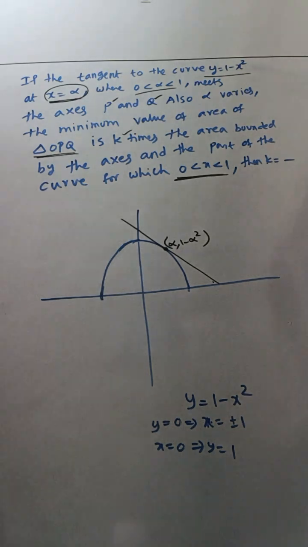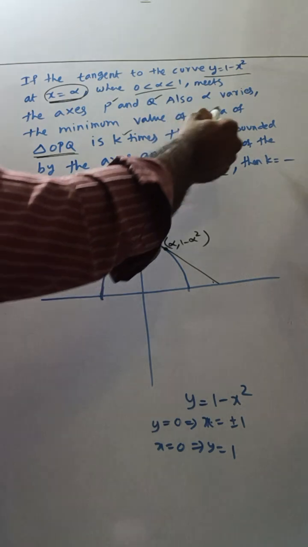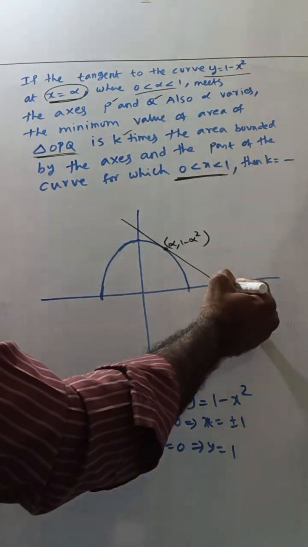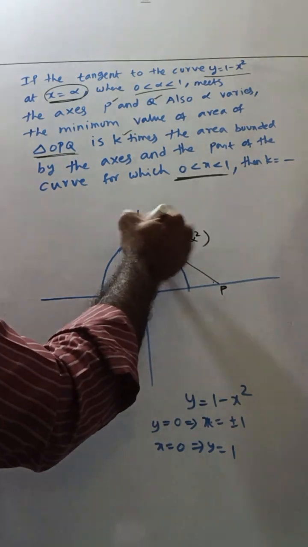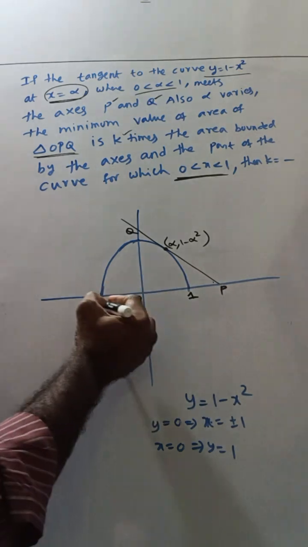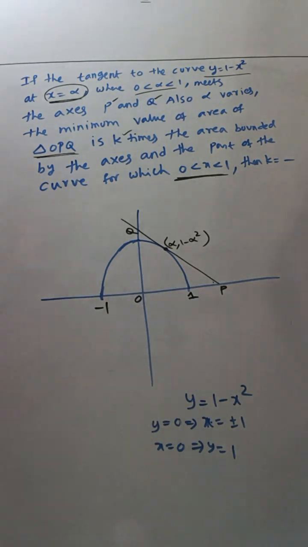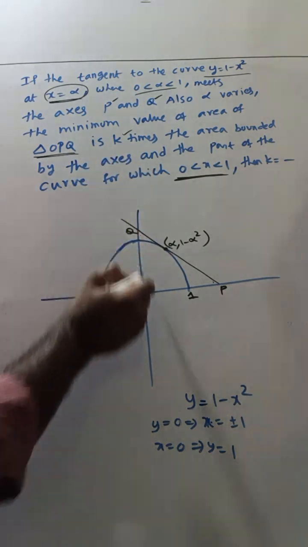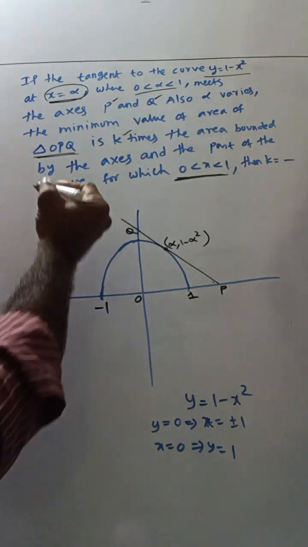Now what I need to find here? I need to find the minimum value of area of triangle OPQ. So this is a tangent meeting the x-axis at P and Q, and this is O. And this is 1, and this is minus 1. Clear? Now what is this triangle area? We know that OPQ.